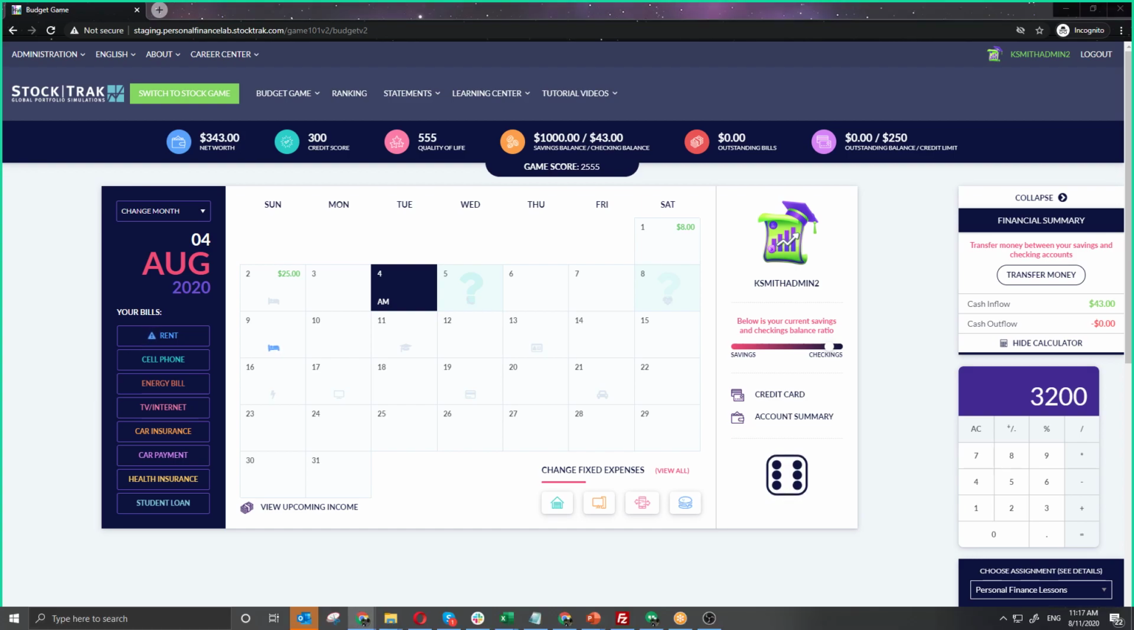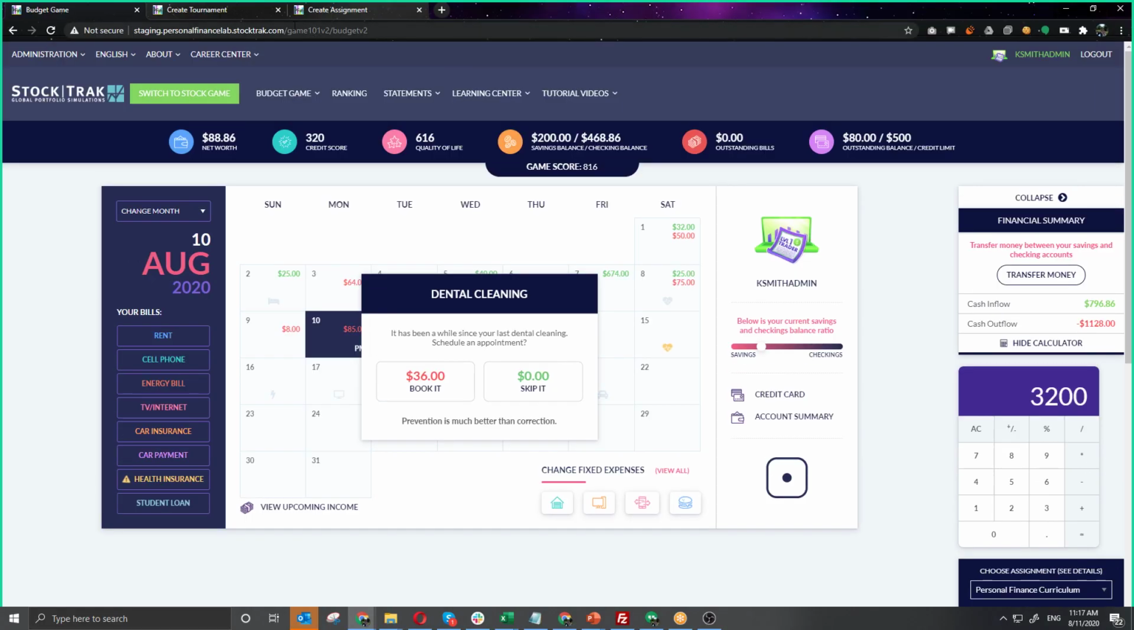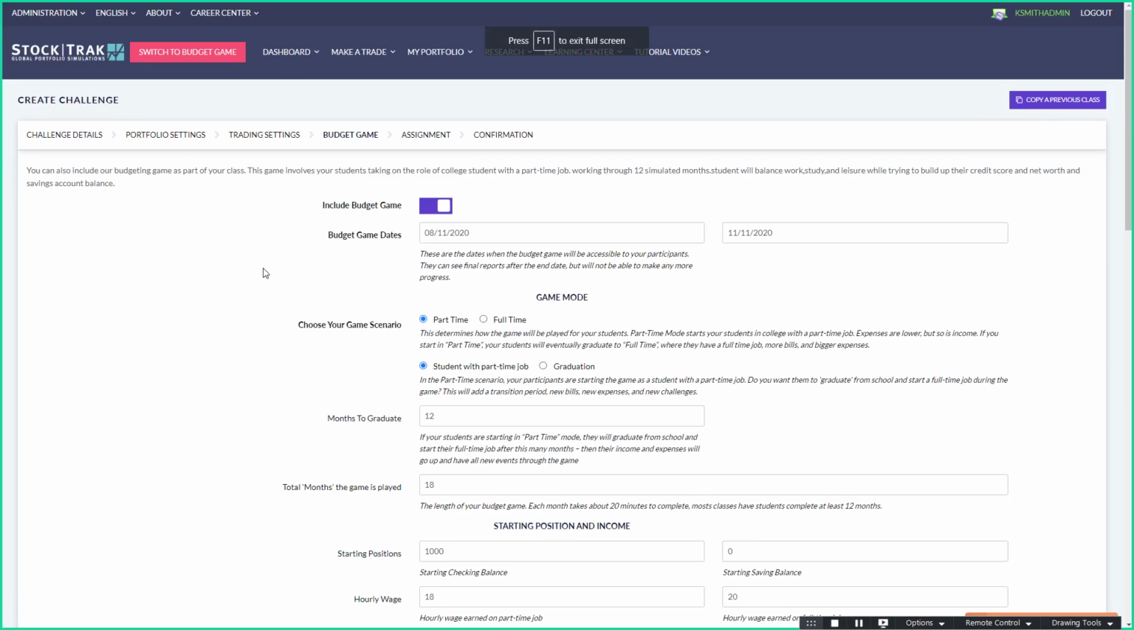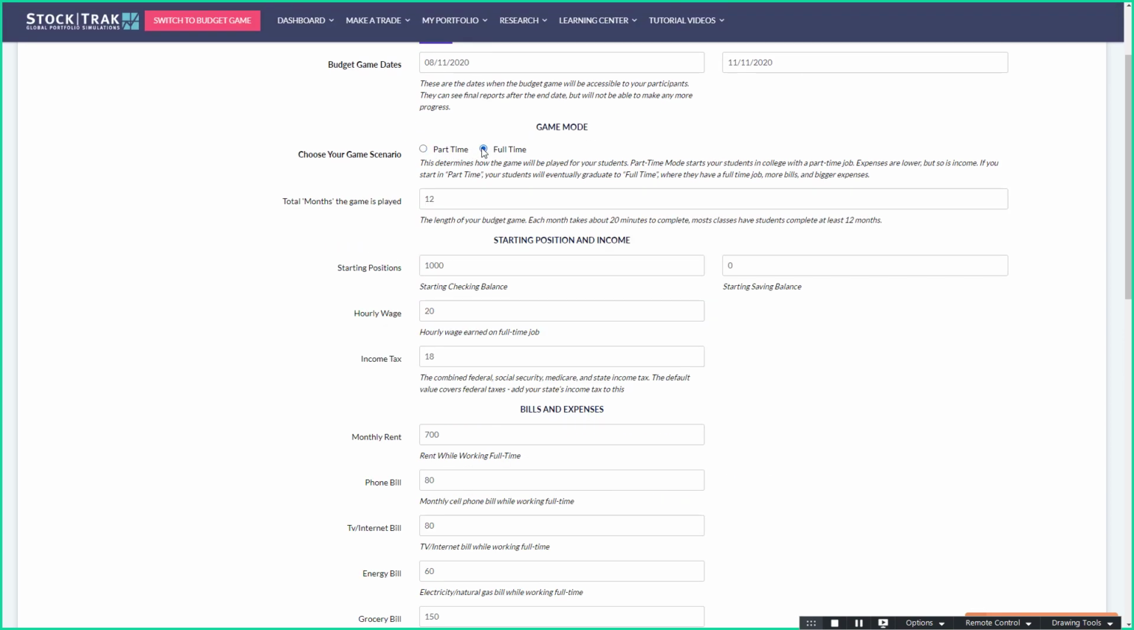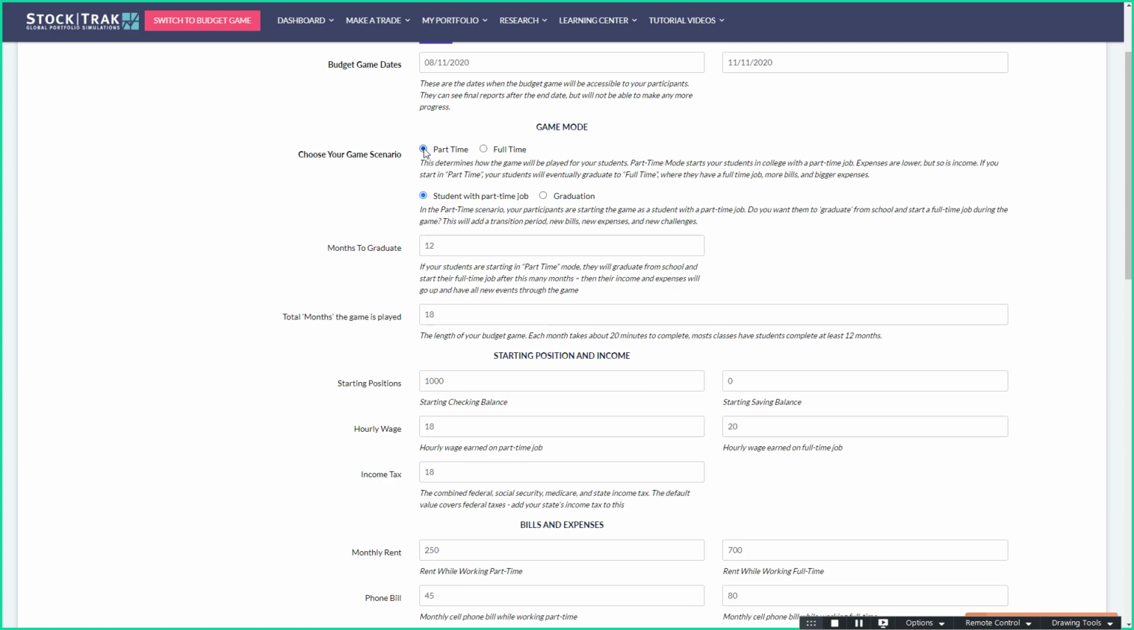So just to give you a picture of what it looks like, this is the creation page for the budgeting game itself. Just like the stock game, you set the dates you want it to run from X to Y. The game scenario: are your students starting as a part-time student or going straight into the workforce? If they are a part-time student, do you want them to stay as a part-time student for the whole game, or do you want them to graduate and enter the workforce after a certain period of time?